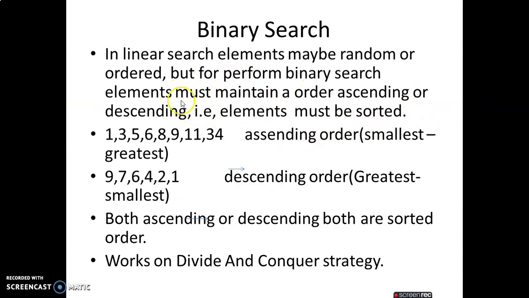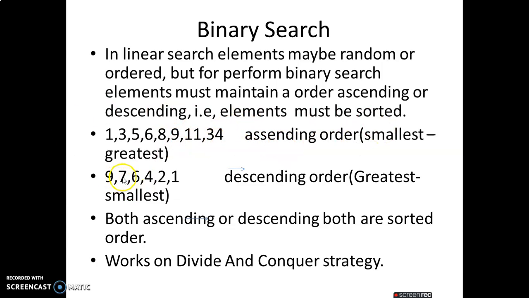Elements must be sorted. Now you may ask, sir, what do you mean by sorted, or by ascending or descending? I will explain. Take 1, 3, 5, 6, 8, 9, 11, 34. 1 is the smallest, then 3 is greater than 1, 5 is greater than 3, 6 is greater than 5, 8 is greater than 6. It means smallest, then next greater, next greater, then the greatest: smallest to greatest element. This is called ascending order.